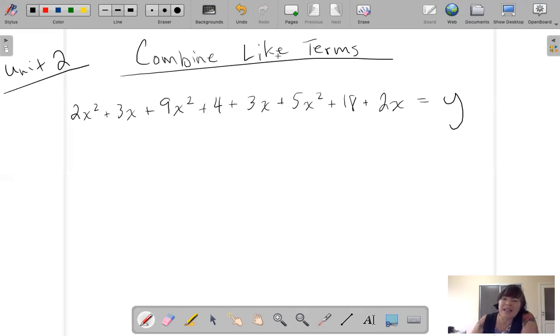So what is a like term? Like terms are things that look alike. So let's see, I've got an x squared, and I've got an x squared, and I've got an x squared. They all look alike, and I want to combine them. So I've got 2x plus 9x. That's 11x, plus 5x is 16x squared. So I've got 16x squared.